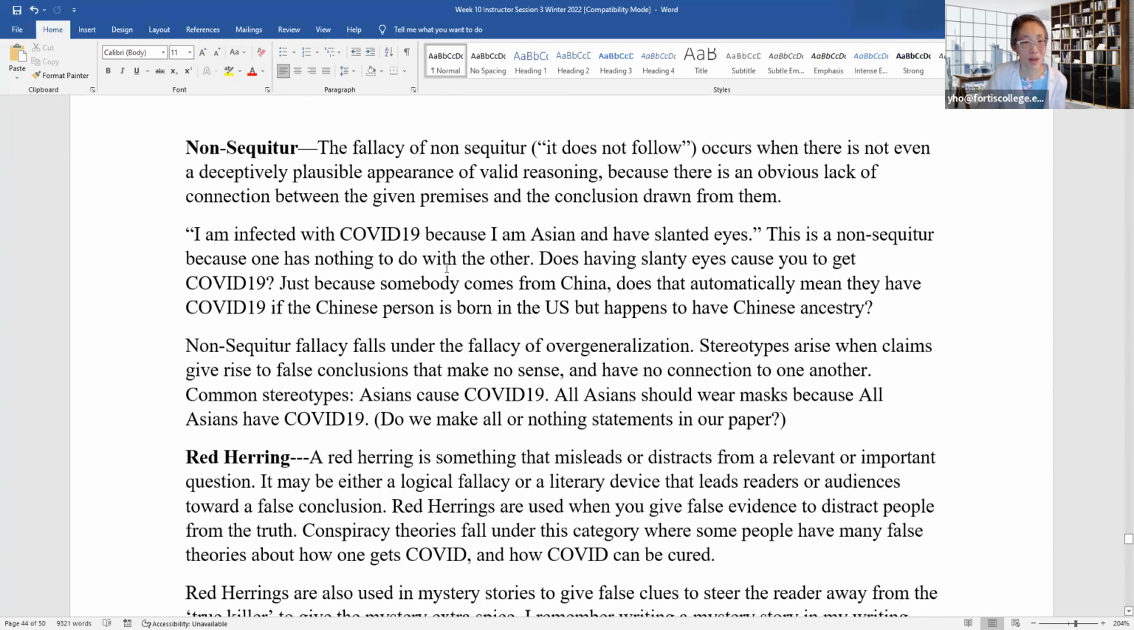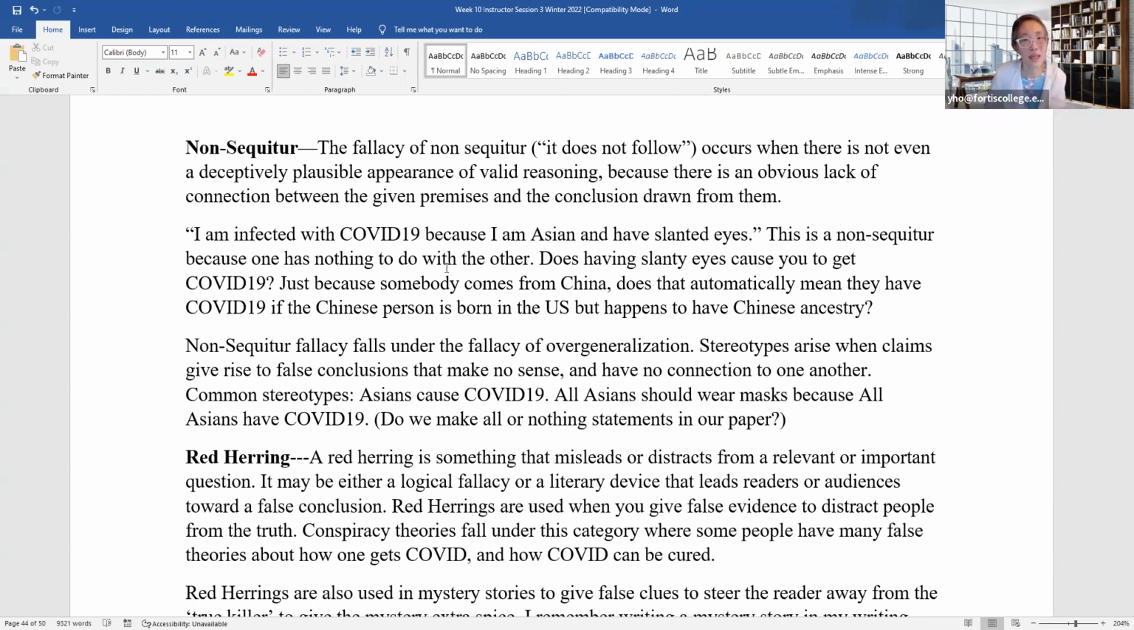Non sequitur. A non sequitur fallacy means it doesn't follow. It doesn't make sense. It occurs when you have one premise and then the reason doesn't make sense. We went over this before when I say that you get COVID-19 because you have slanty eyes or something like that. So that's a non sequitur, okay? That means that your reason does not match your premise. So it's not just having credible sources, it's also that your logos, your reason, has to make sense and match your premise, your claim.